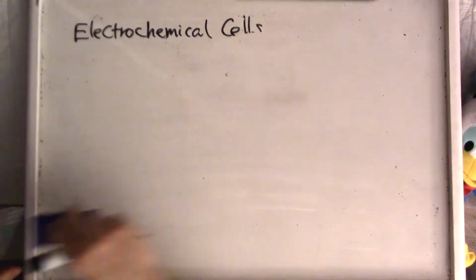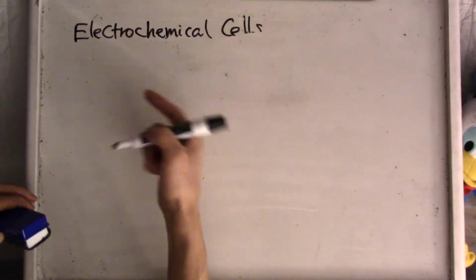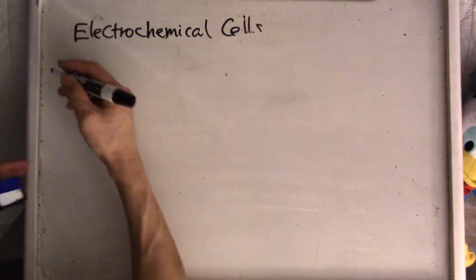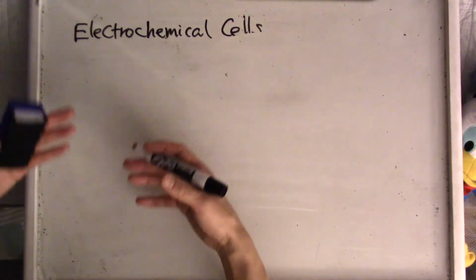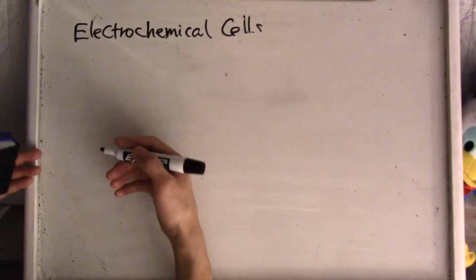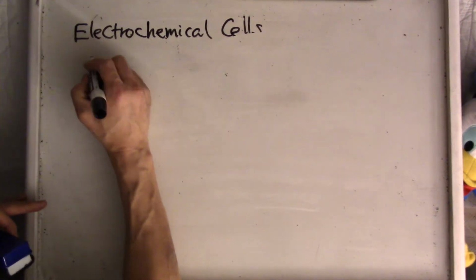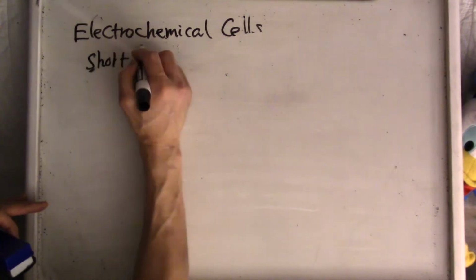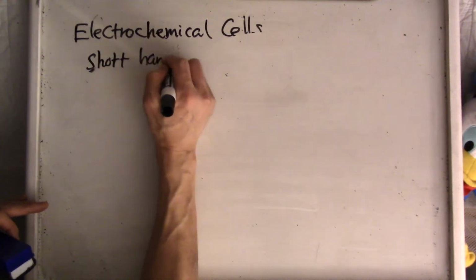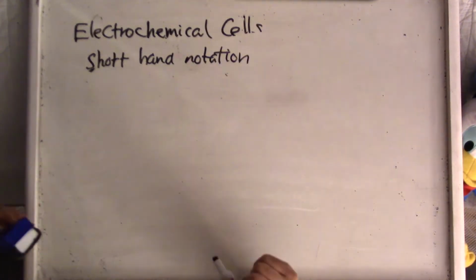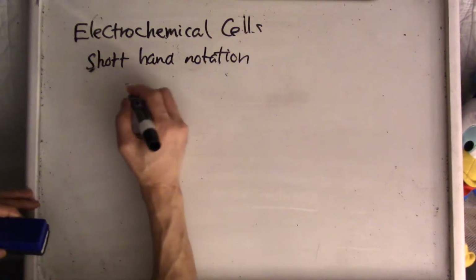Of course, a galvanic cell is nice to draw, but it's pretty labor intensive to draw the galvanic cell every time. So there's something called shorthand notation. So shorthand notation, and shorthand notation is the following.